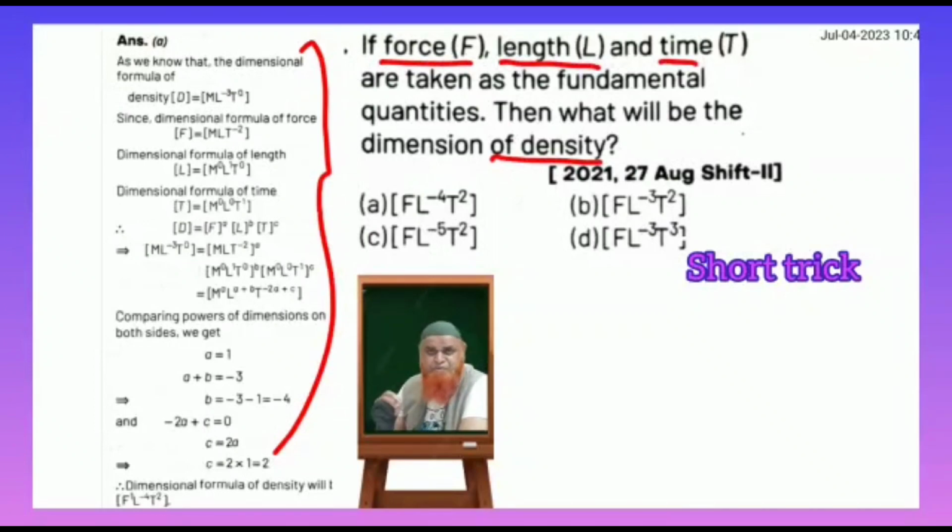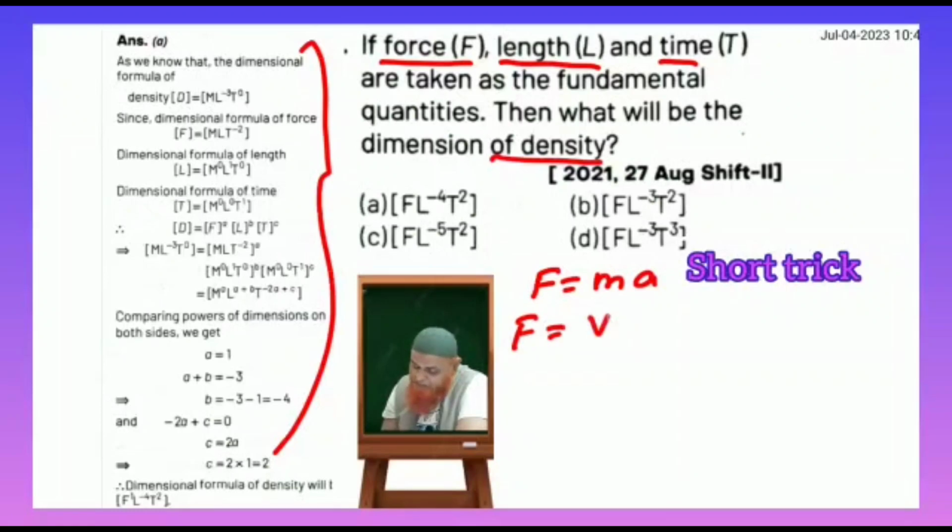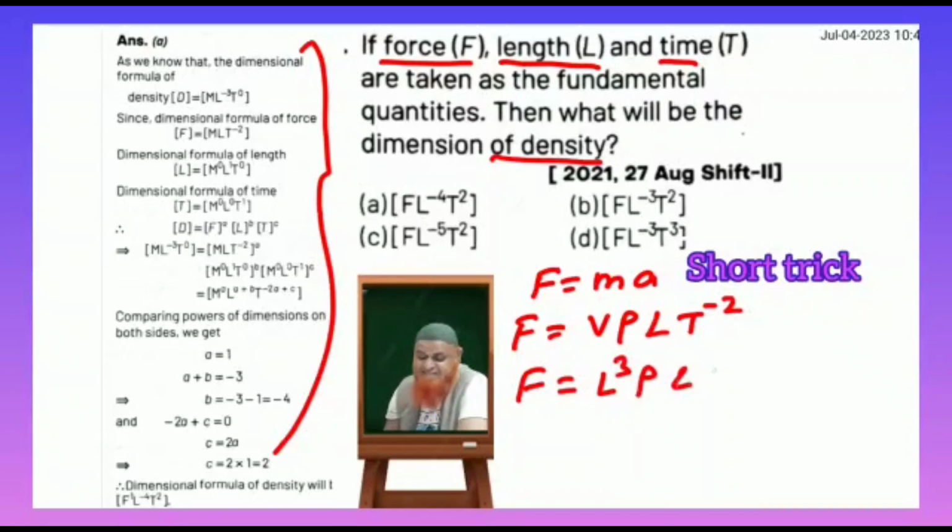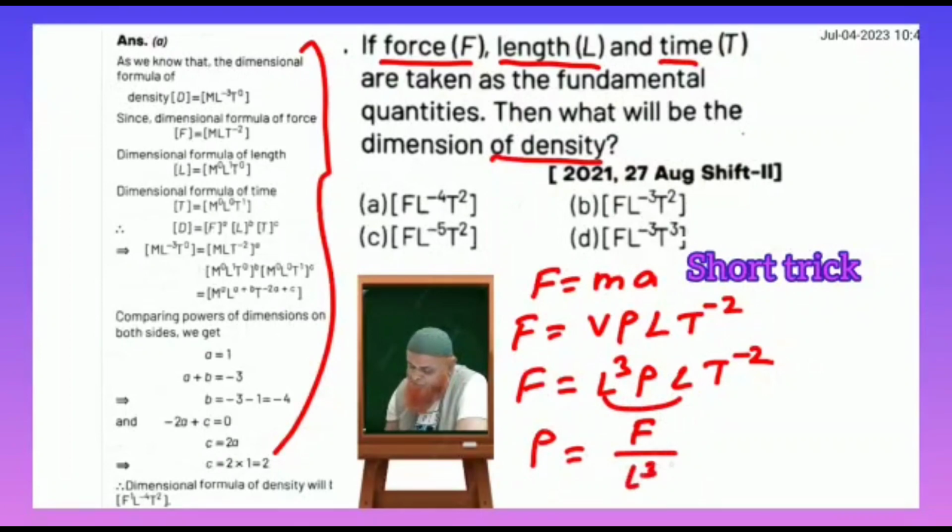How can you do that one in a simple shortcut method? It's very simple. You can just write force is equal to mass into acceleration. Mass is nothing but volume into density. And acceleration, you can write it as L T power minus 2. So force, volume means you write L cube, density, L T power minus 2. So density if you take at one place, you can write force. This L cube goes downwards here, L power 4, and T power minus 2.